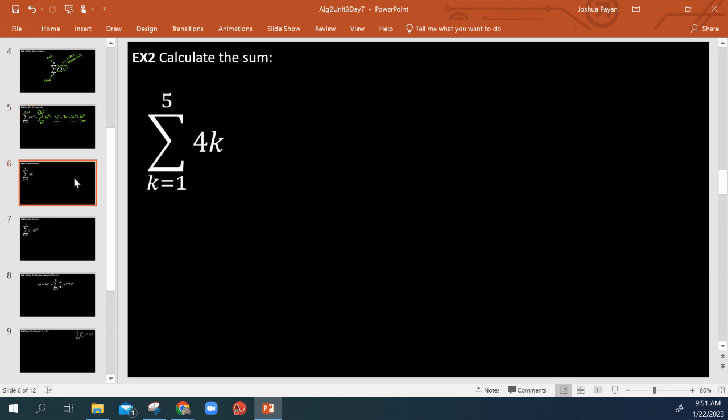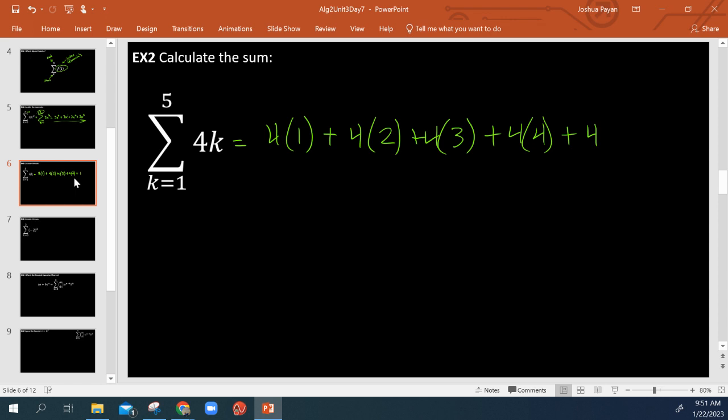So let's look at a more concrete example, right? We're going to start at k is 1, end at n is 5. So we're going to say 4 times 1, when we start at 1, plus 4 times 2, plus 4 times 3, plus 4 times 4, plus 4 times 5. And then we just do the math.